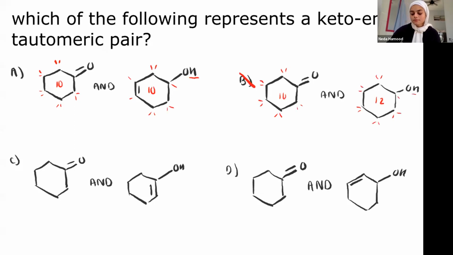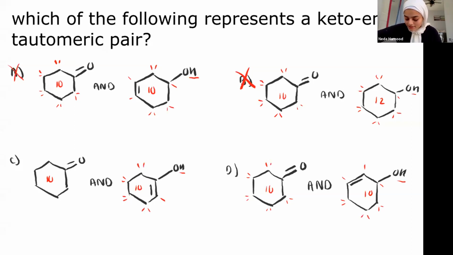So it's not B and it's not A. Let's do D. We have 10. Over here we have 10. No, let's do this one. So this one has 10. Do they not differ in terms of a hydrogen?